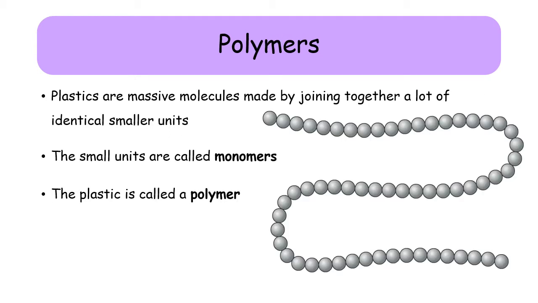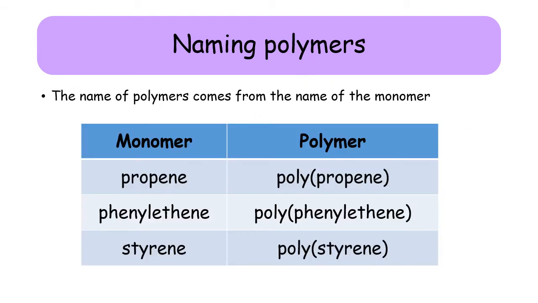Now, plastics are a form of polymer. They are massive molecules made by joining together a lot of smaller identical units, like in that diagram. The plastic is the whole chain, and each individual circle is a small unit that we would call a monomer. When those monomers are added together, or joined together, we call it a polymer. And every plastic is a polymer.